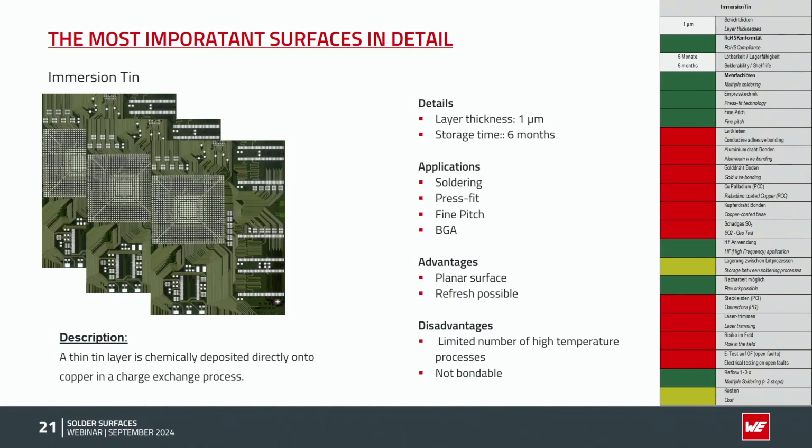It's of course a little bit sensitive regarding the shelf life. That means we have an intermetallic phase between the copper and the tin, so by this process the tin thickness is reduced over time, so you have to regard this in your planning.